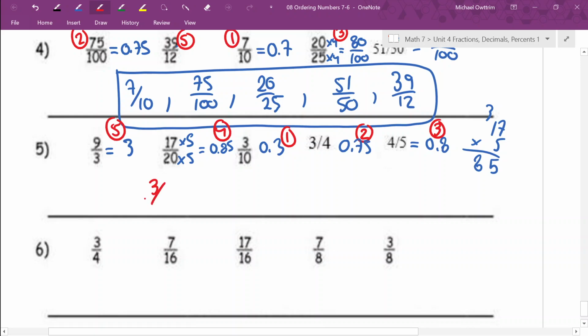So we go 3/10, smallest, 3/4, second smallest, 4/5, then 17 20ths, and then 9/3.